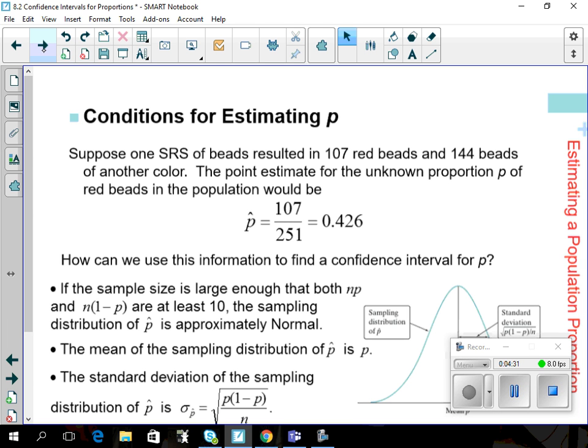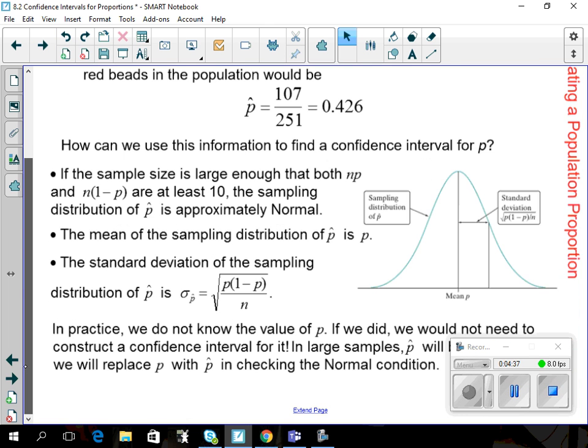So pretend like this is the example p hat, okay? So how do we find a confidence interval for p? Well, let's make sure we check our conditions, okay? Is the sample size large enough? So you need to check those conditions.